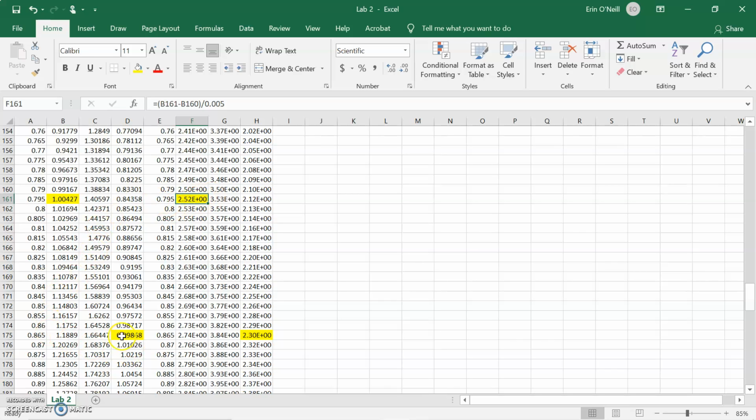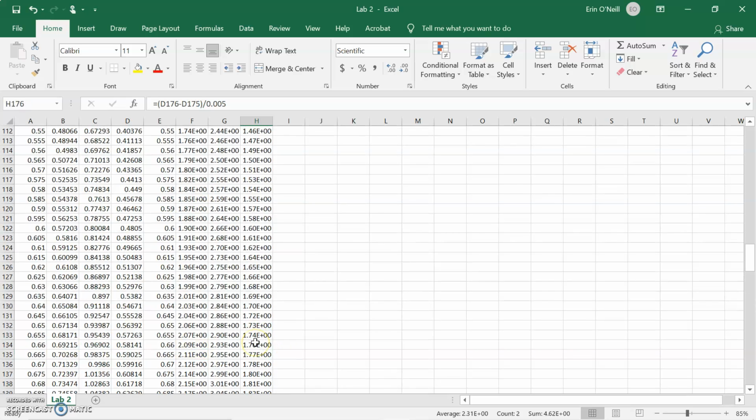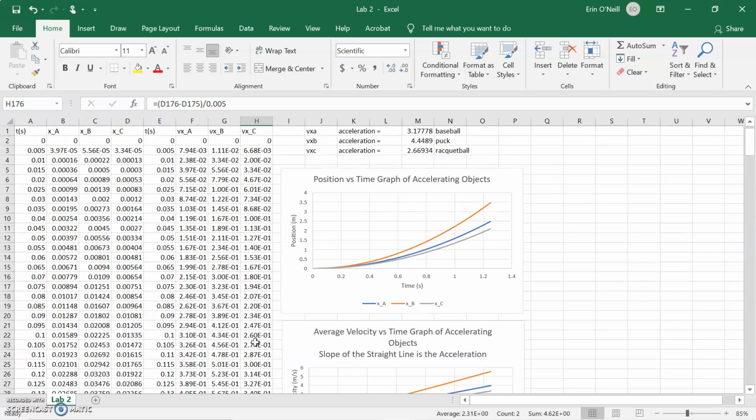And then the same is true with object C. It's kind of in between these two numbers, but its final velocity at the end of a meter was 2.31 roughly, so you can see it's kind of between these two. And yeah, I plotted those.